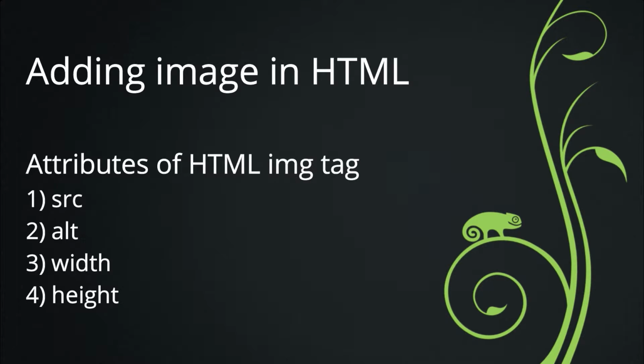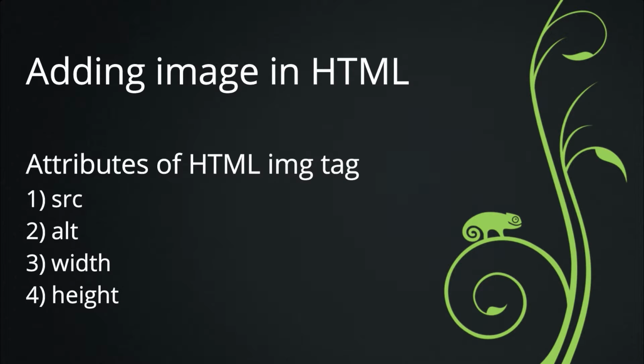Now let's talk about src. It is a necessary attribute that describes the source or path of the image. It instructs the browser where to look for the image on the server. The location of the image may be in the same directory or on another server.